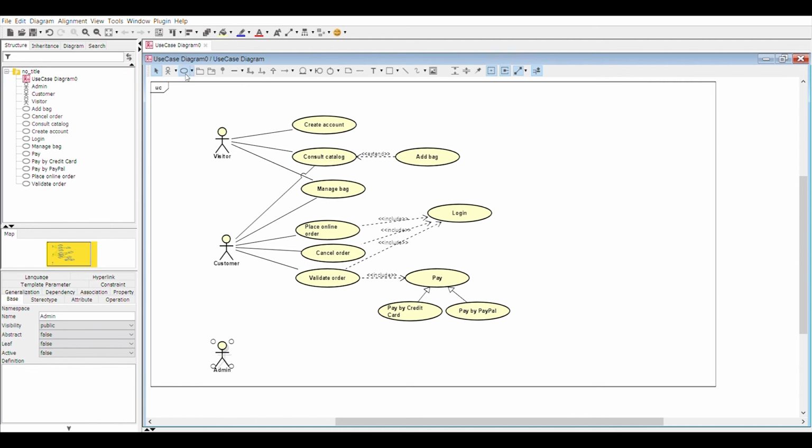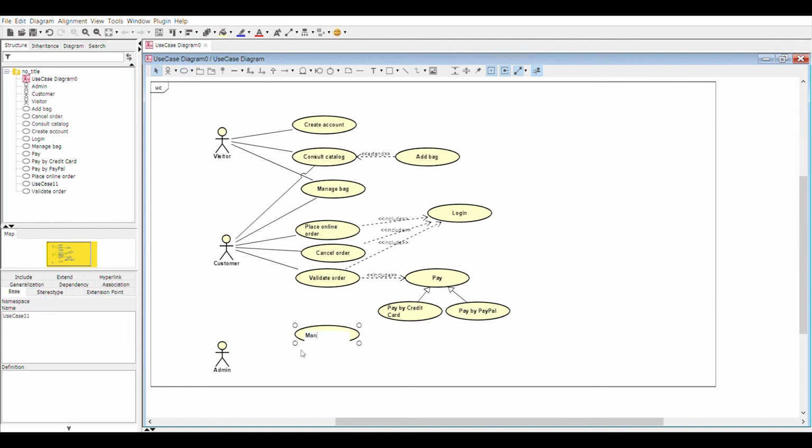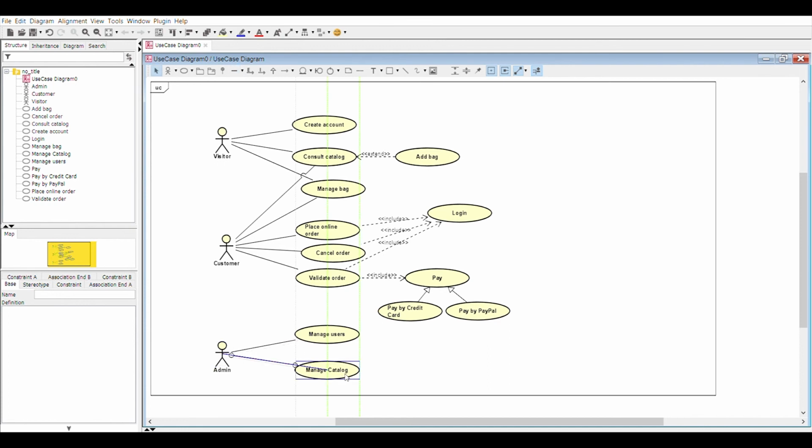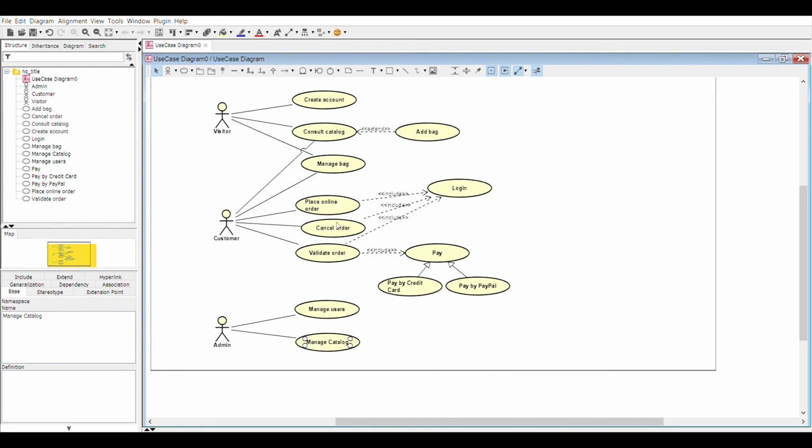So I will add here manage users, and the second is manage the catalog. And I will add the association between the actor and the use case, manage catalog. It said in the exercise that managing the catalog is done by adding new products, editing products, or deleting. So here we are talking about inheritance. These are specific elements of this general element.